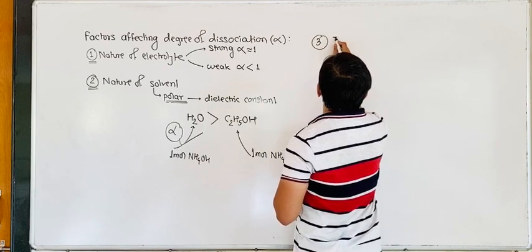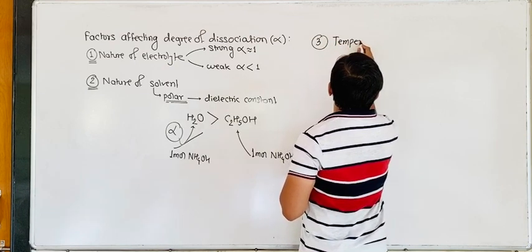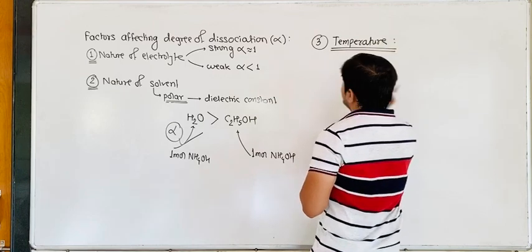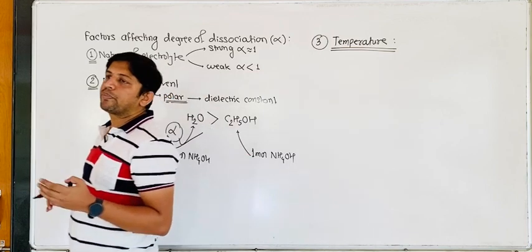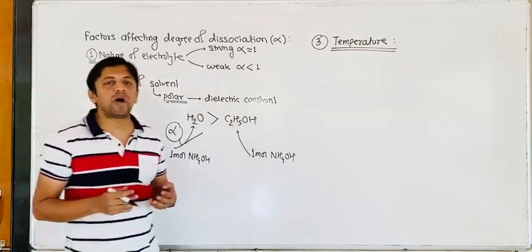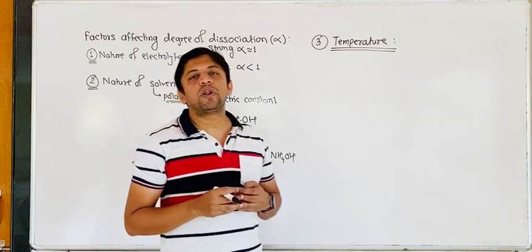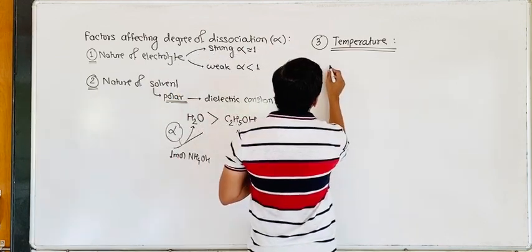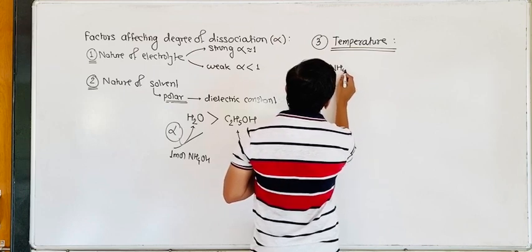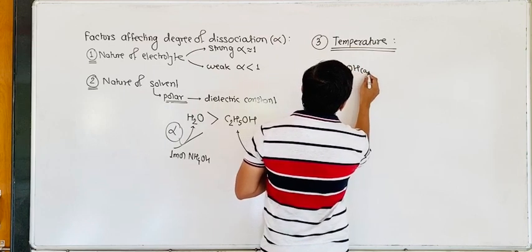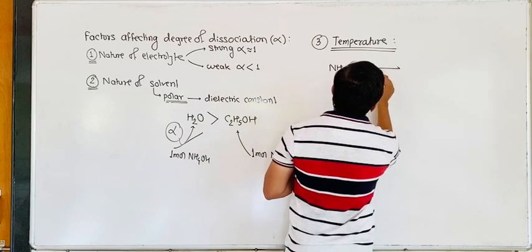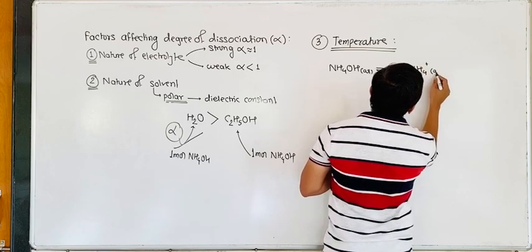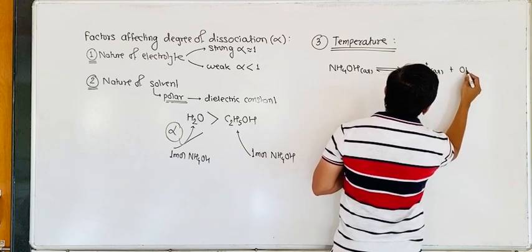The third factor is temperature. Now if we look at the dissociation process, it requires breaking of the intermolecular forces that exist between ions. In order to dissociate NH4OH into its own ions, we have to break the attractive forces between NH4 plus and OH minus ions.